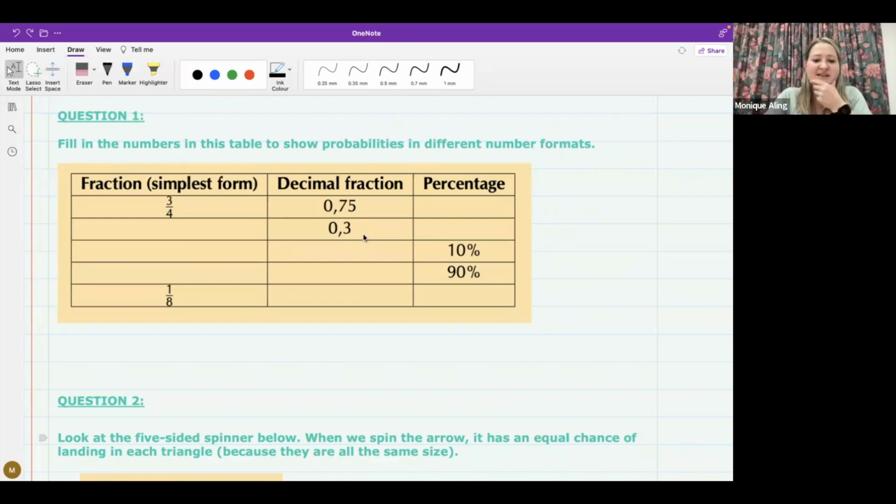Cool, I'm seeing some answers coming in. Great. If you have the answer for the first missing column, you can let us know in the chat. I see some have already come through.